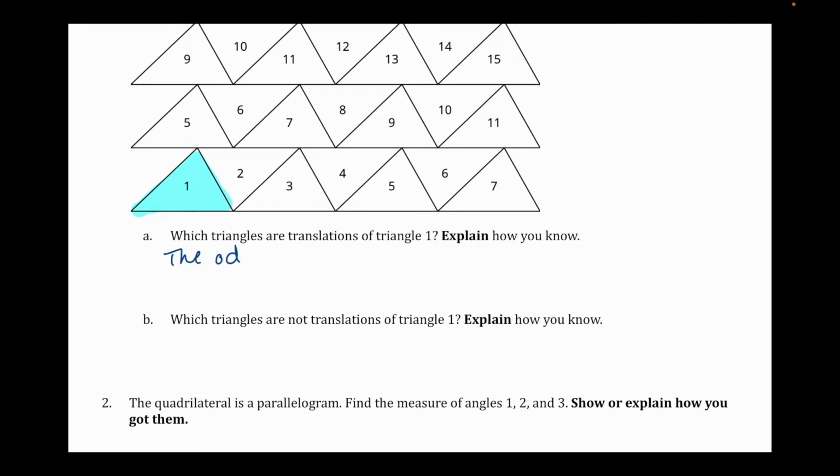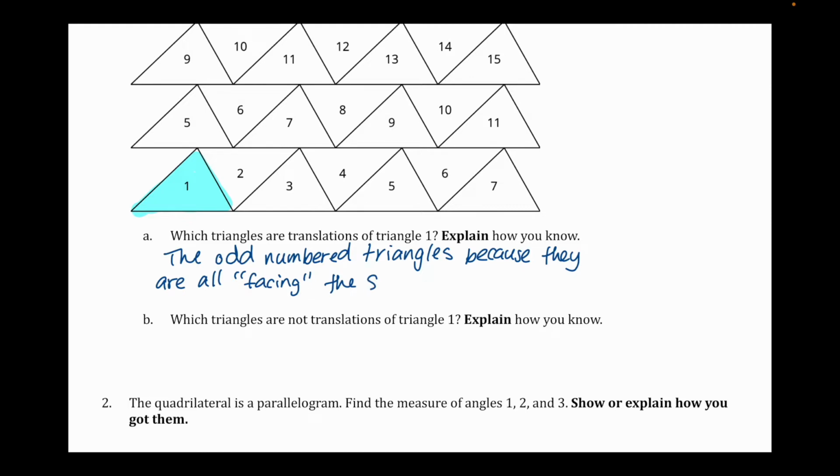The odd numbered triangles. We'll say they're all facing the same direction, but you know what I mean. There's probably a more mathematical way to say that, but that's a good enough explanation as any. We would also say maybe they have the same orientation. They've got their point upwards and the base downwards.